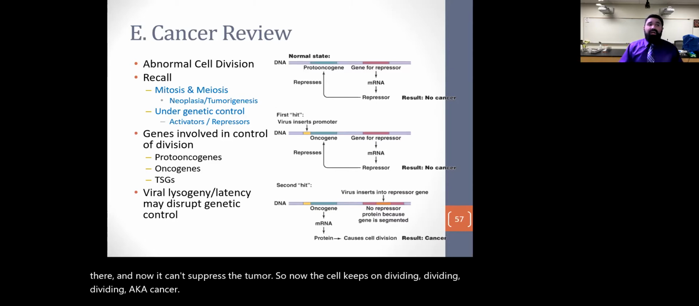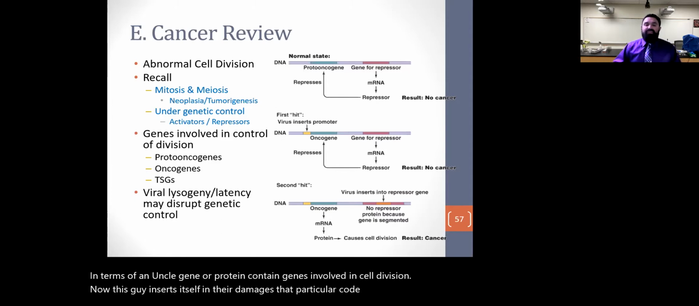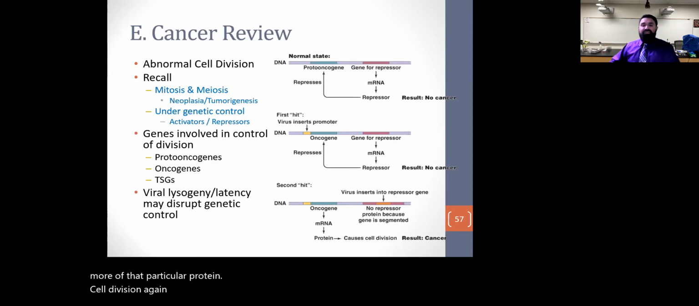In terms of an oncogene or a proto-oncogene, genes involved in cell division, well, now this guy inserts itself in there, damages that particular code, and now it starts making more of that particular protein. Now, cell division again gets over-triggered, and more cell division takes place. Again, aka cancer. So let's go back to our story of HPV. The human papillomavirus specifically integrates itself more often than not in these particular sequences of cell division.